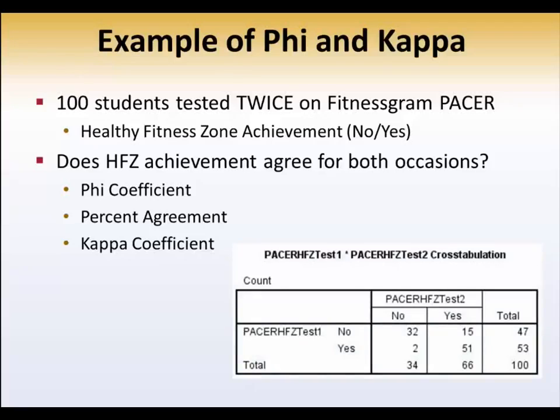Here are our results. Notice we have 100 students. There were 32 students who failed to achieve the healthy fitness zone on both occasions. There were 51 students who achieved the healthy fitness zone on both occasions. Notice there were 17 students who didn't match, who didn't agree. So the percent agreement in this example would be 32 plus 51 divided by 100. So percent agreement here is 0.83 or 83% agreement.